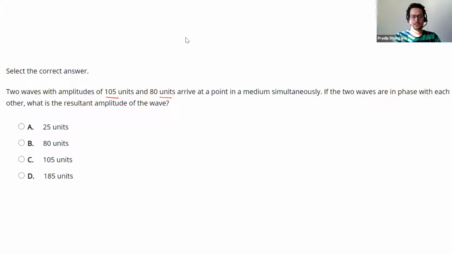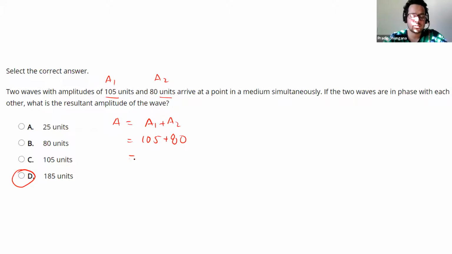Thank you very much for polling. I really appreciate it. The correct choice is D, and most of you have answered it correctly: 185 units. Let us suppose this is A1, amplitude 1, and amplitude 2, and they are in the same phase, which means we have to add those two amplitudes. That means the resultant amplitude is A1 plus A2, 105 plus 80, that is 185 units. Let's go to the next slide.